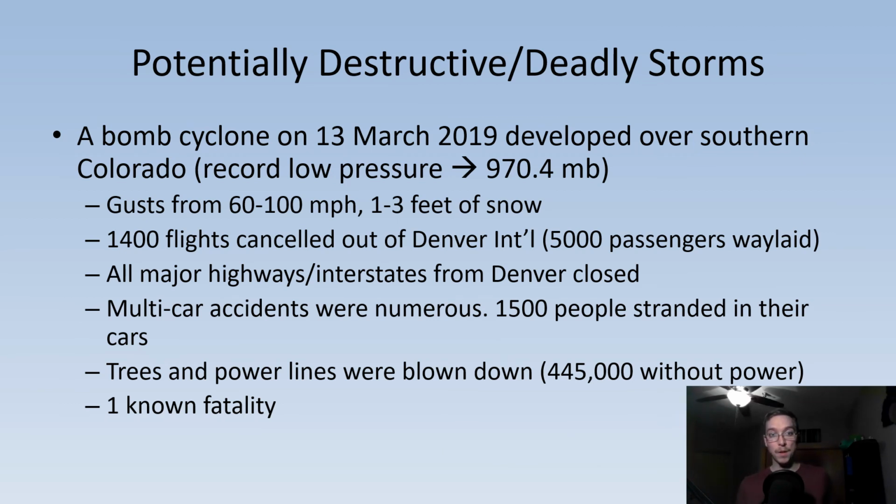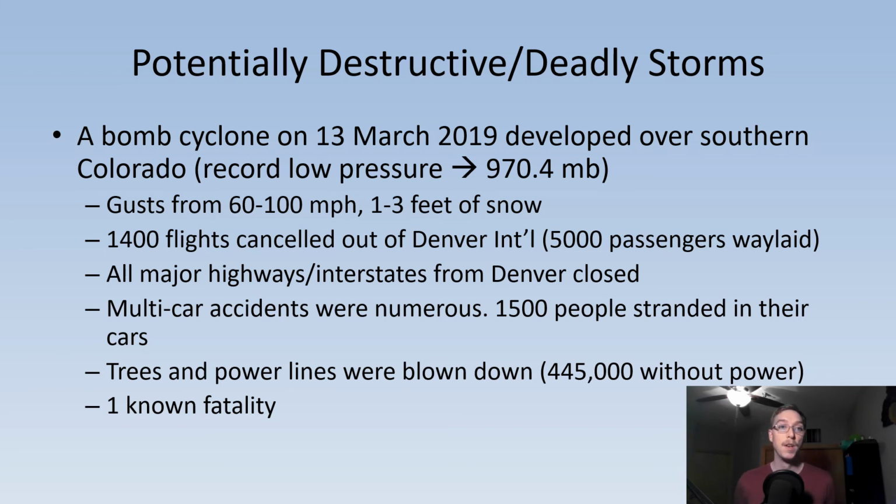So this bomb cyclone on the 13th of March, 2019, developed over southern Colorado. The recorded low was actually a record low for the state of Colorado, 970.4 millibars. Think of typical sea level pressure, 1012-ish millibars, so pretty low. Gusts ranged from 60 to 100 miles per hour with 1 to 3 feet of snow being dumped in some of the mountain regions.